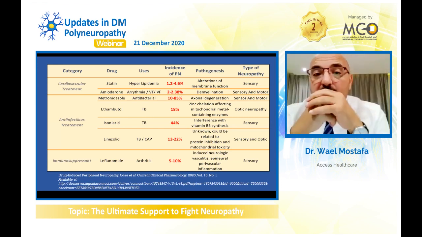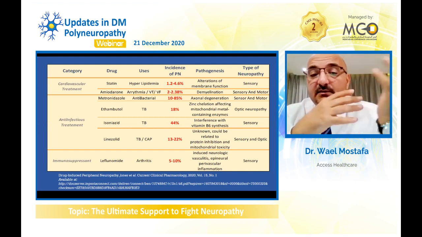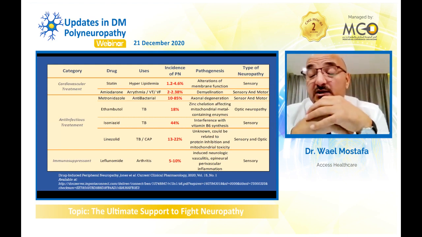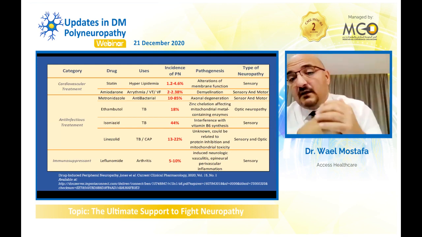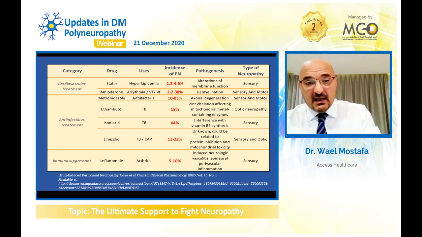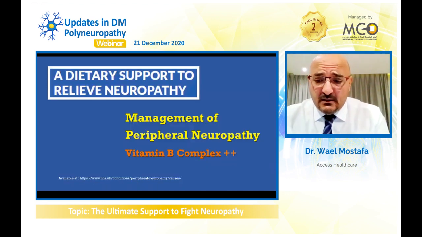Some other medications, for TB and community acquired pneumonia, have an even higher number than that. And for arthritis pain, there is also leflunomide, which reached 5 to 10% incidence of peripheral neuropathy. Now we'll go to the second part, how we manage that. It's a part of the lecture of Dr. Mazen.